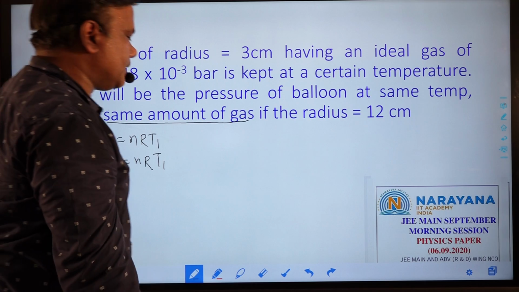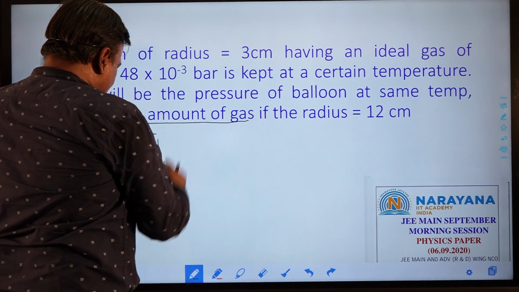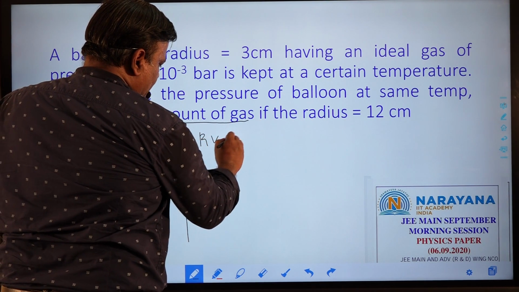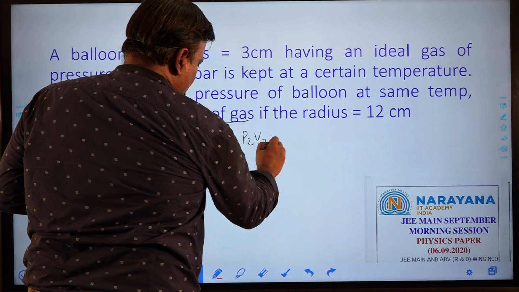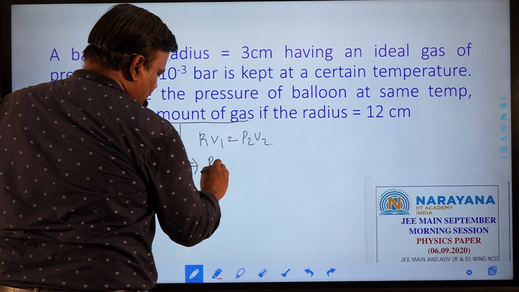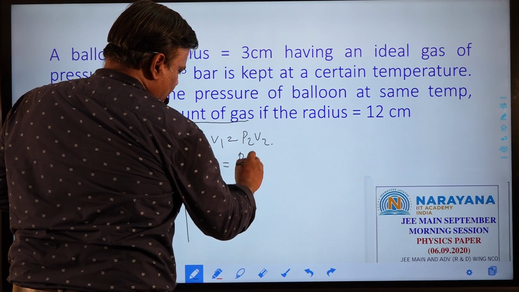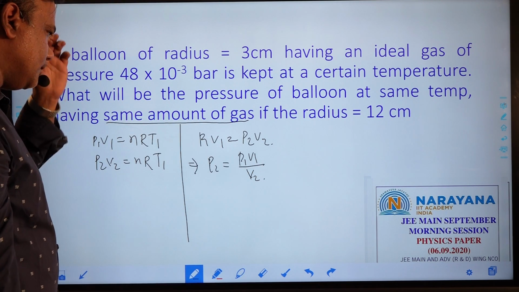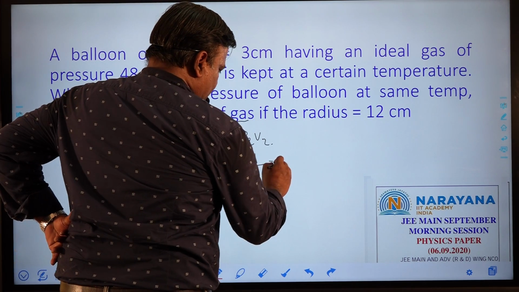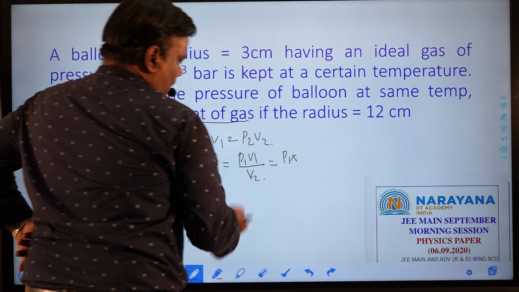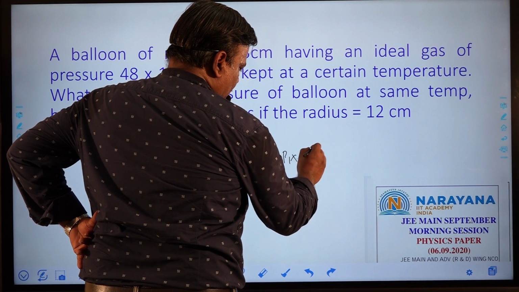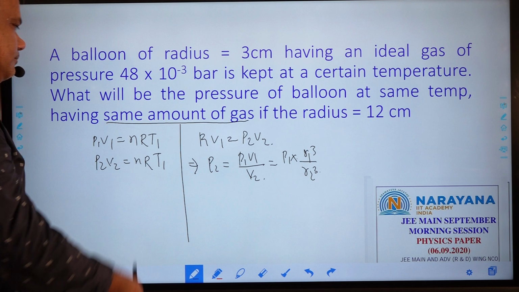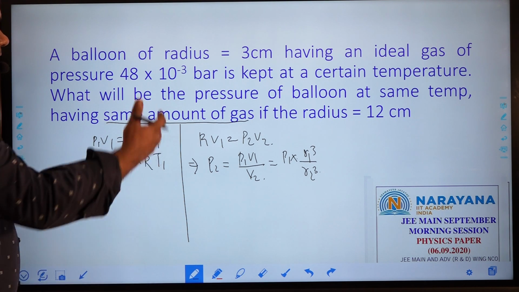All of you understand why the same temperature? Because the temperature remains unchanged. So obviously this is a process in which you can write P1 V1 equals P2 V2, which gives you the final pressure as P2 equals P1 V1 divided by V2. Now V1 by V2 depends on the radius of the balloon, so P1 into V1 by V2 can also be written as R1 cube by R2 cube.